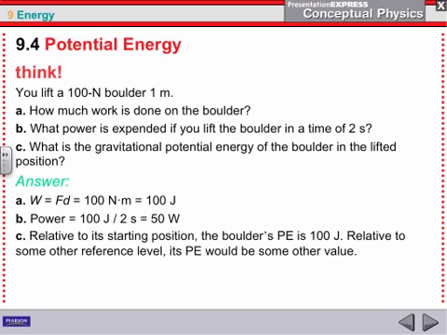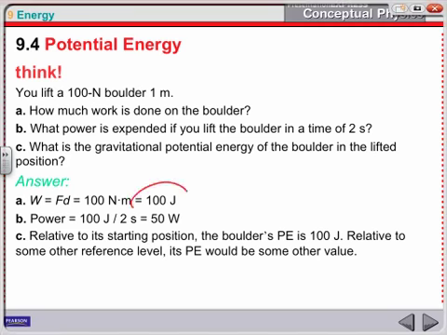All right, so here we go. Work is force times distance, so my work would be 100 joules. Power: we did 100 joules of work in 2 seconds, okay? So therefore, 100 divided by 2 is 50 watts. So about like a light bulb. And relative to its starting position, the boulder's potential energy is 100 joules, okay? So it has 100 joules of potential energy because I did 100 joules of work on it.